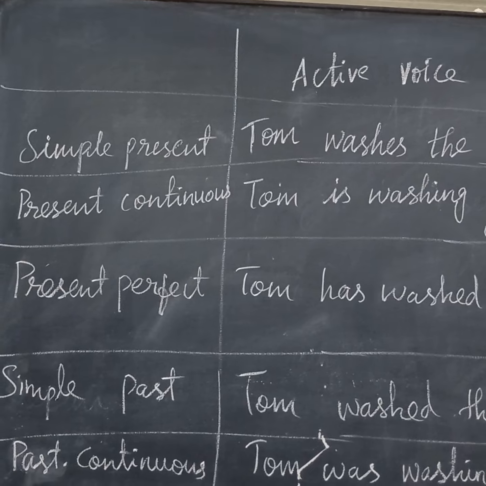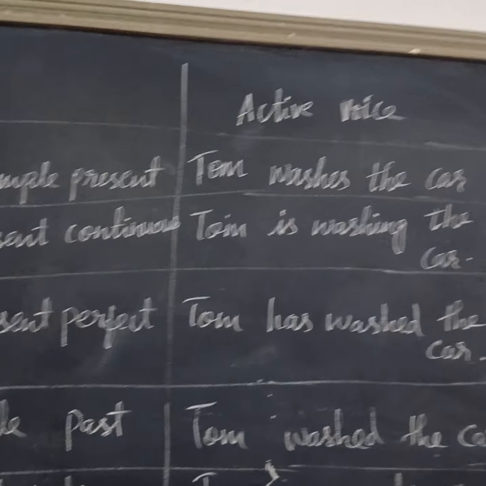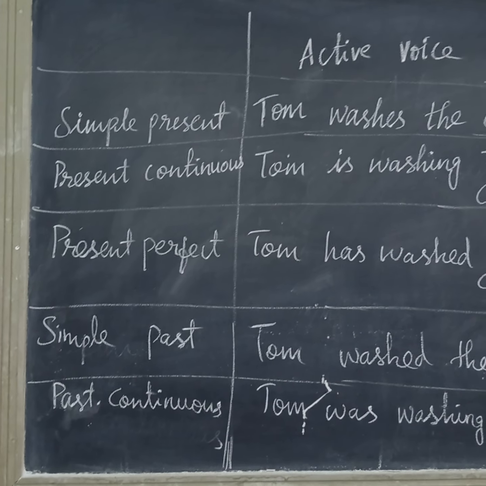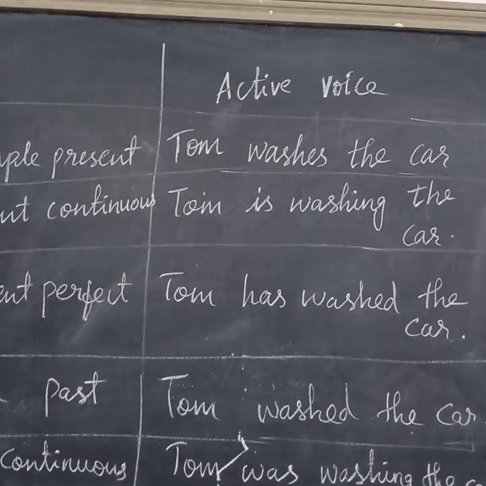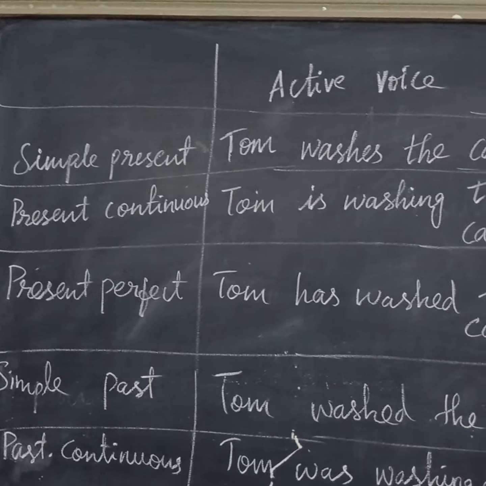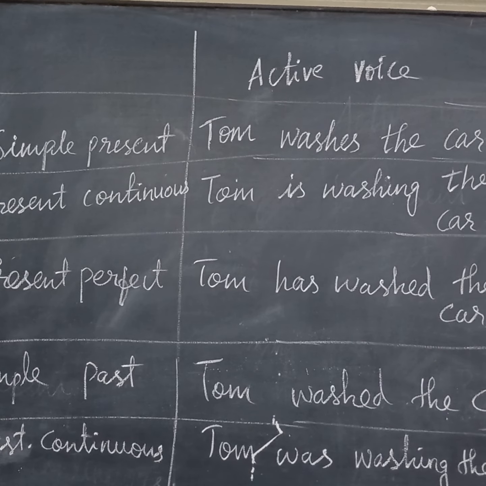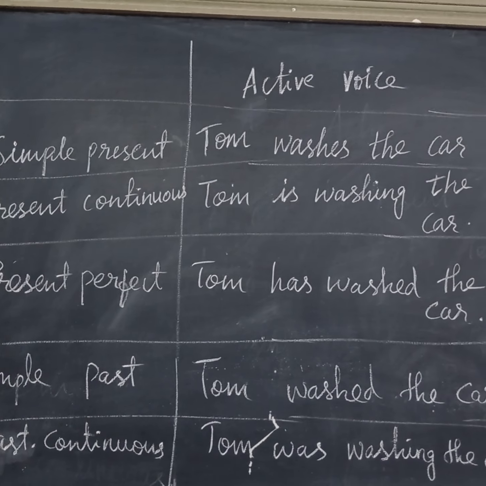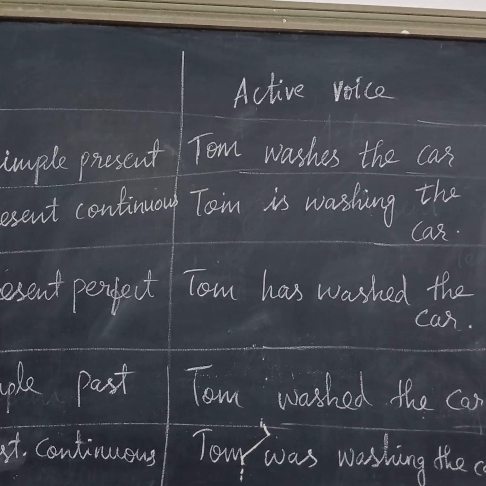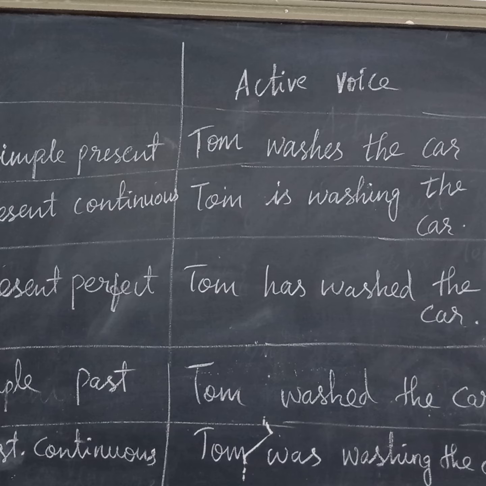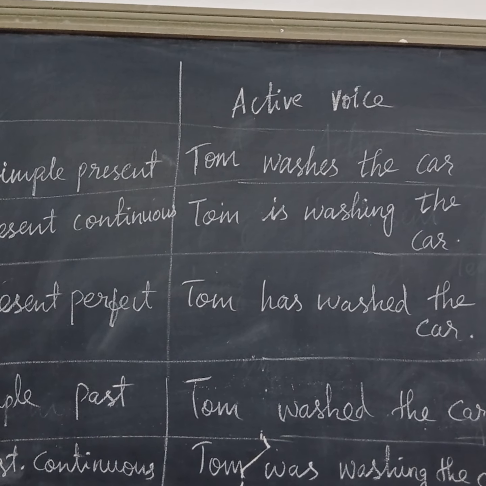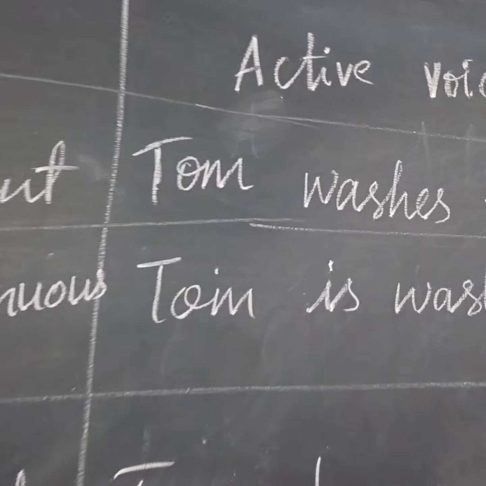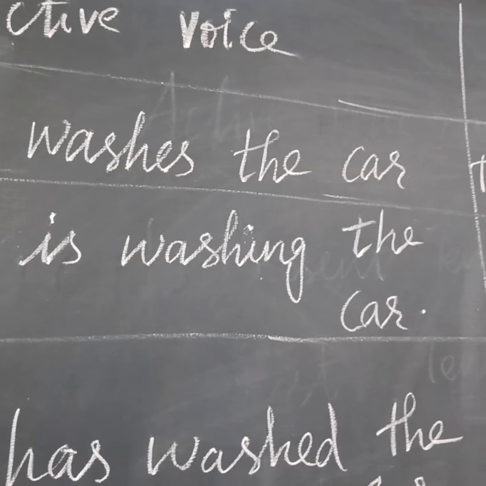So simple present tense. When you change active voice into passive voice, first you should think about the verb. If it is present tense, you have to immediately think about the present tense auxiliary verbs. Already I taught you the very basic auxiliary verbs of the present tense, past tense and future tense. So present tense: am, is, are. Here, Tom washes the car. Tom is the subject, washes is the verb, the car is the object.